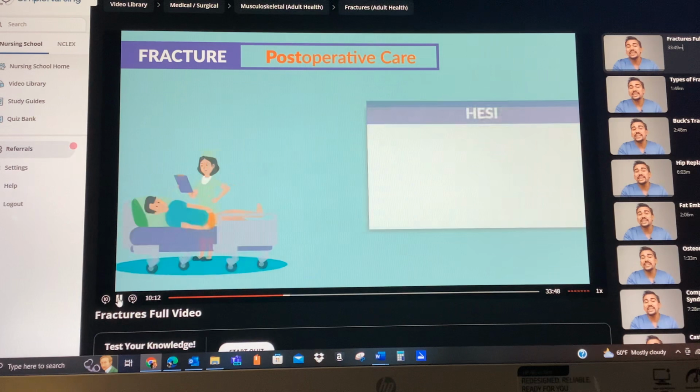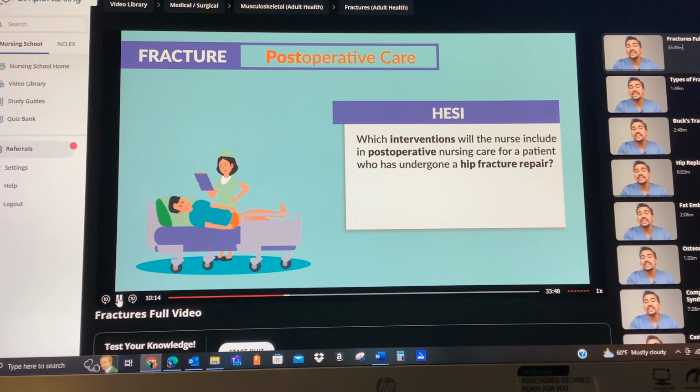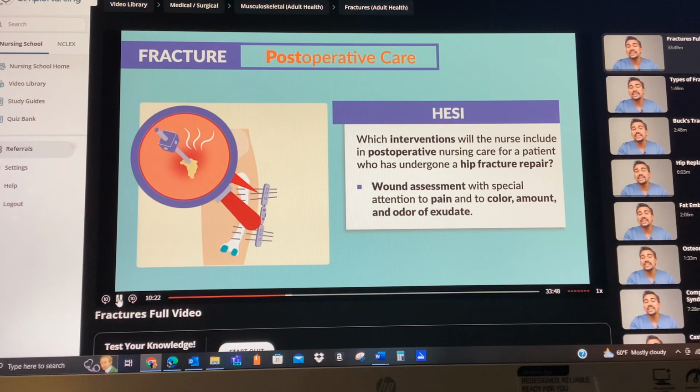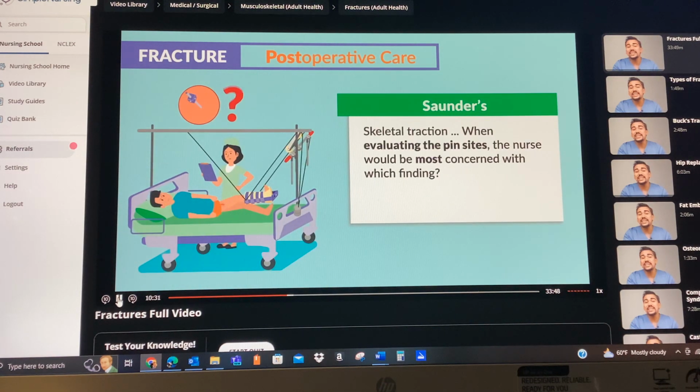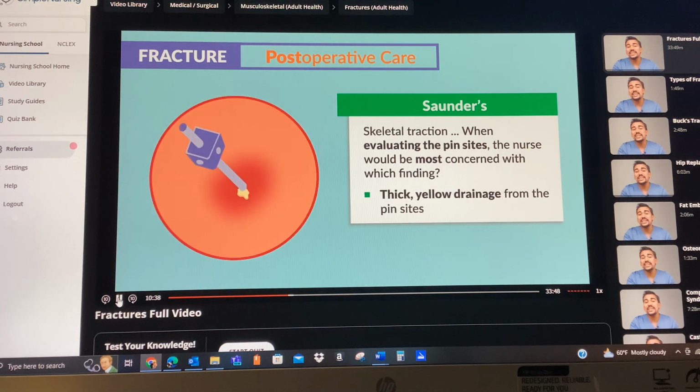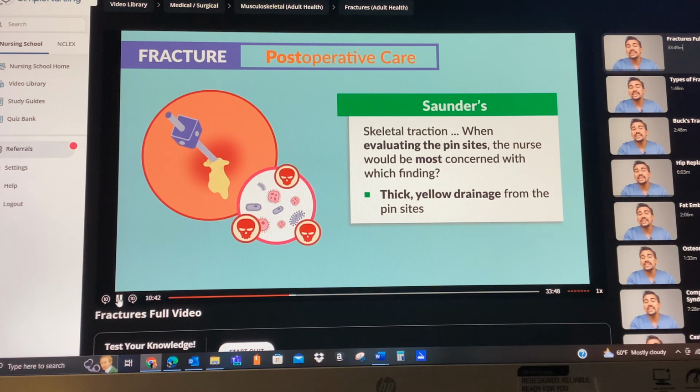So Hesse mentions, which interventions will the nurse include in post-operative nursing care for a patient who's undergone a hip fracture repair? Wound assessment with special attention to pain and to the color, amount, and odor of the exudate. And Saunders mentions skeletal traction when evaluating the pin sites. The nurse would be most concerned with which finding? Thick and yellow drainage from the pin sites. Yes, this indicates an infection.